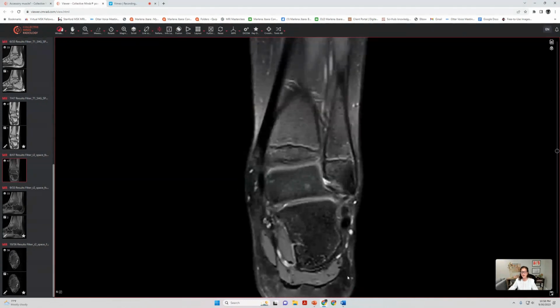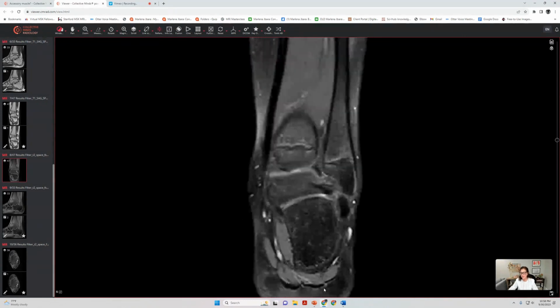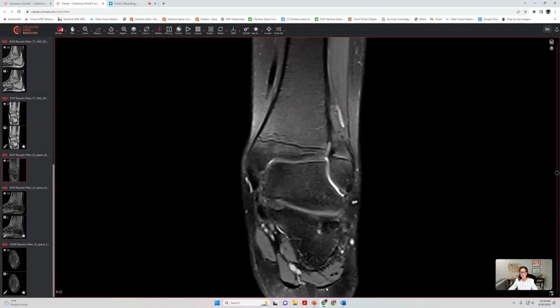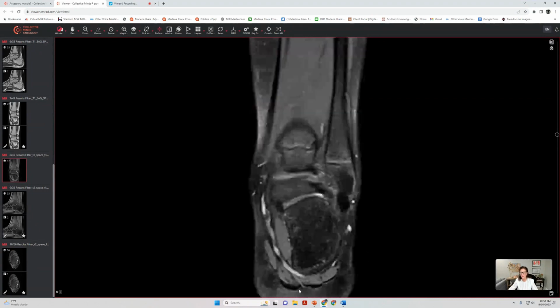The power of the coronal imaging is probably best utilized when we're looking at the plantar musculature of the heel and the plantar fascia.